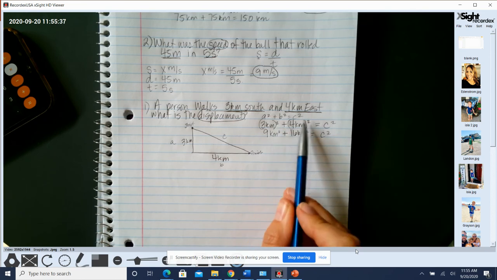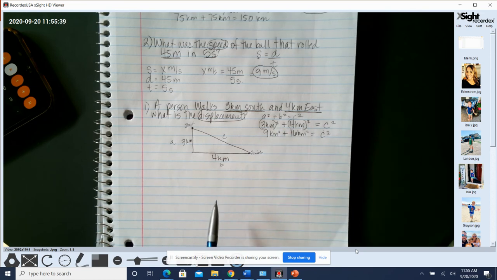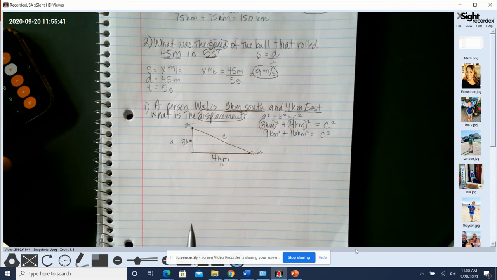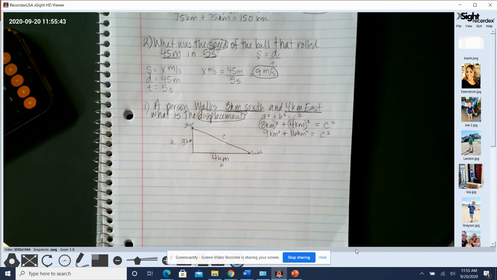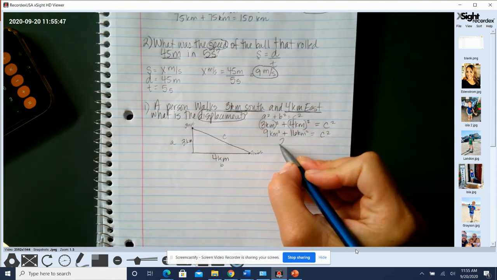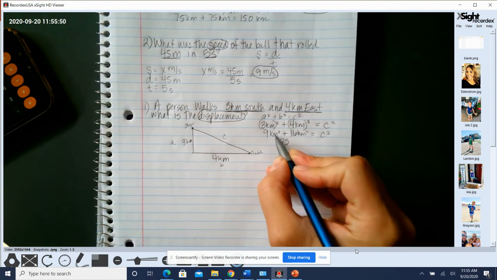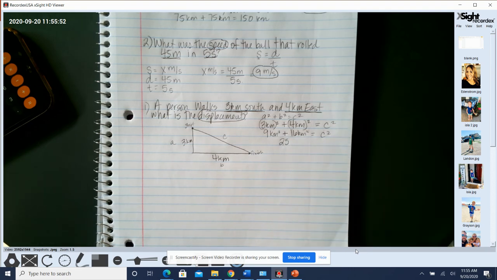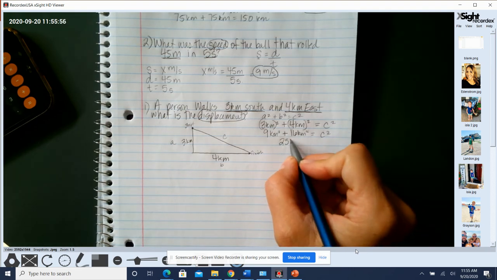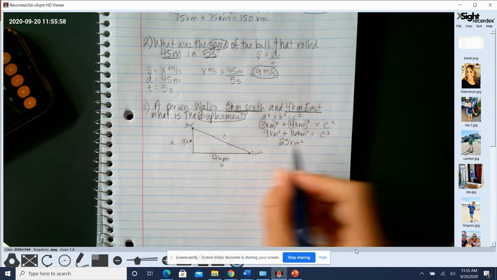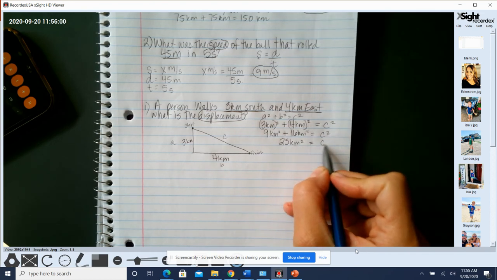So now I'm going to do my addition. So I've done my exponents. Now I'm going to do my addition. So 9 plus 16 is going to be 25. Now, since these are like units, right, kilometers squared and kilometers squared, I can add them. You can always add like units. Okay, so kilometers squared. So I'm still with this squared here, equals c squared.